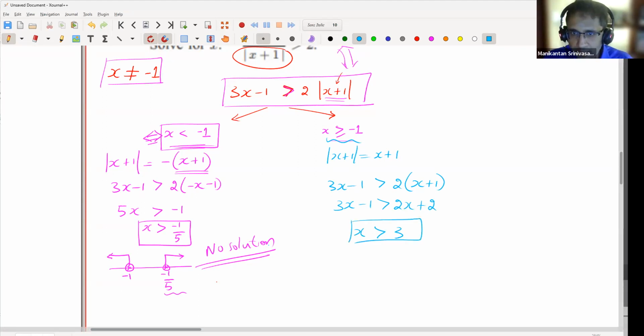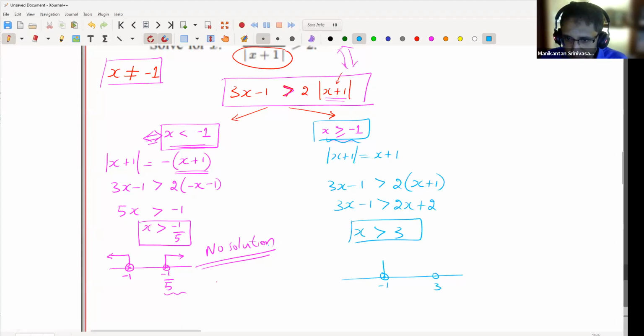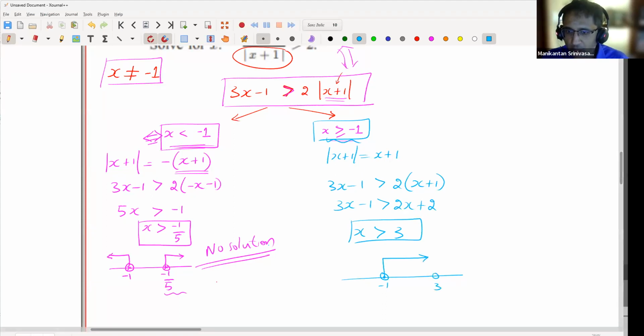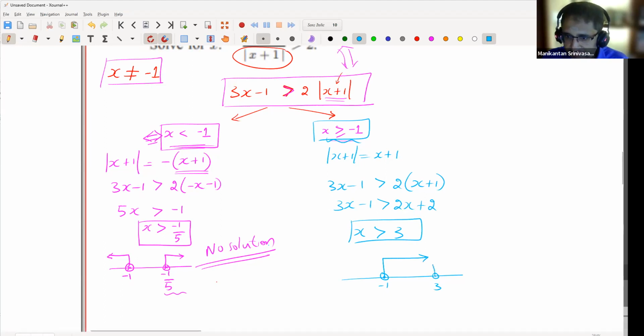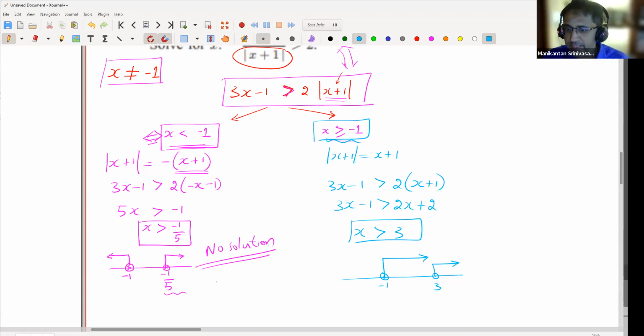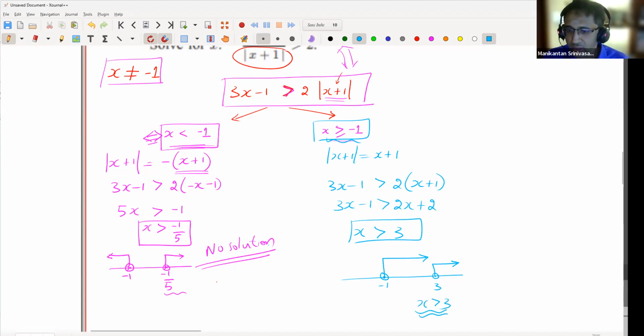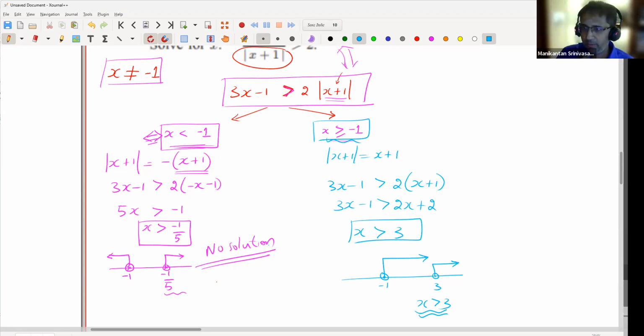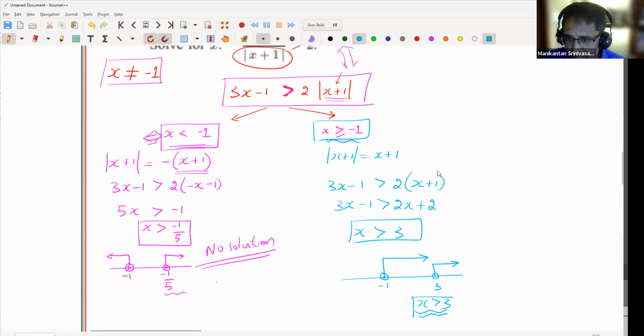Which means what? Now what am I saying in this half? As long as I'm looking to the right of -1, so -1 is here, 3 is here, I'll accept all answers where x is greater than 3, which means I'll have to finally accept everything that's greater than 3. So it's only a subset of the portion I'm looking at. The portion I'm looking at is x is greater than -1. In that, only if x is greater than 3, that'll make me happy. So x is greater than 3 is the solution for the second half.